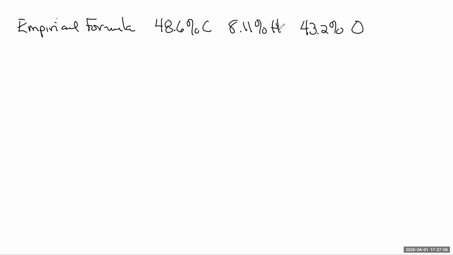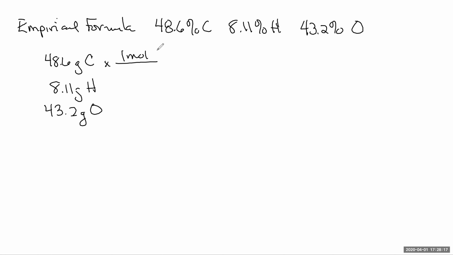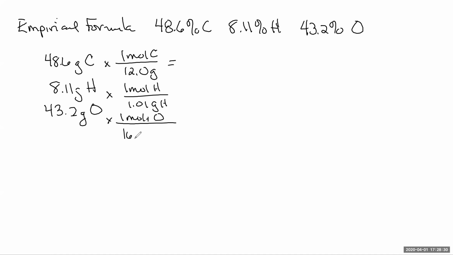Step 1, assume you have 100 grams. If you have 100 grams, then I'm going to have 48.6 grams of carbon, 8.11 grams of hydrogen, and 43.2 grams of oxygen. Step number 2, convert them each into moles. 1 mole of carbon is 12.0 grams. 1 mole of hydrogen is 1.01 grams. And for oxygen, 1 mole of oxygen is 16.0 grams.